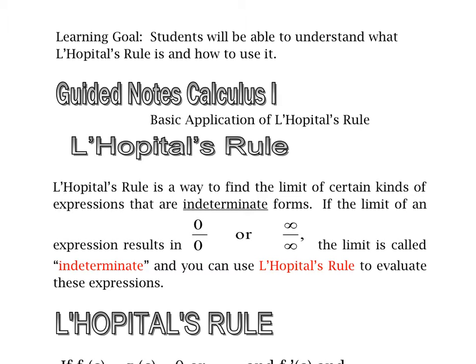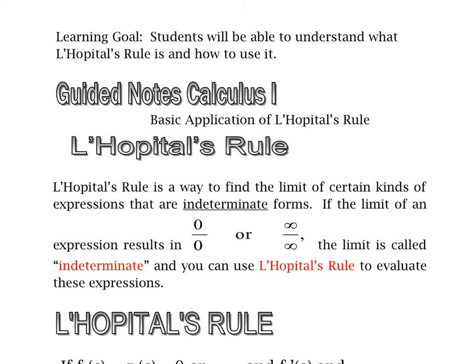All right, we're going to talk about some basic applications of L'Hopital's rule. L'Hopital is really a way of taking the limit of some weird functions, some expressions that end up in the indeterminate form. That means when you go to evaluate the limit, you get something like 0 over 0 or infinity over infinity, and obviously you cannot evaluate that. When you get this situation, it's called indeterminate, and you can use L'Hopital's rule to evaluate the expressions.